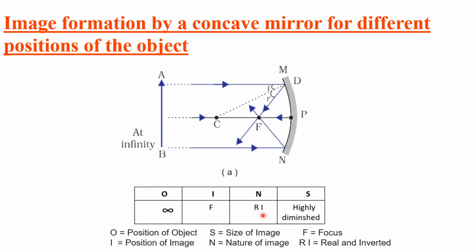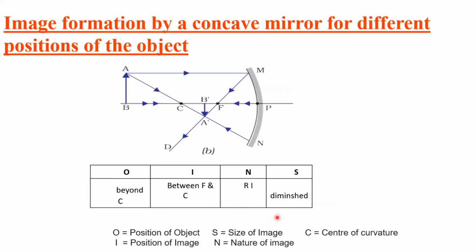The nature of the image will be real and inverted. That means if we place a screen here, we will find the image on the screen, and it is inverted also. The size is highly diminished, or we can say point size.